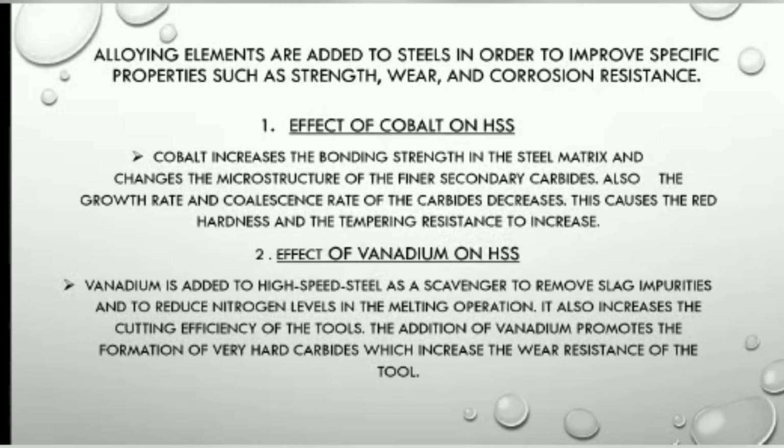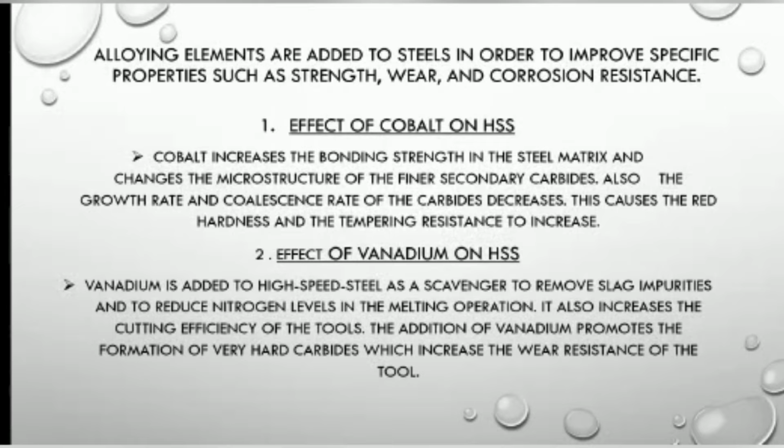Cobalt increases the bonding strength in the steel and changes the microstructure to finer secondary carbides. Also, the growth rate and the coalescence rate of the carbide decrease. This causes the red hardness and tempering resistance to increase. Effect of vanadium on high-speed steels.